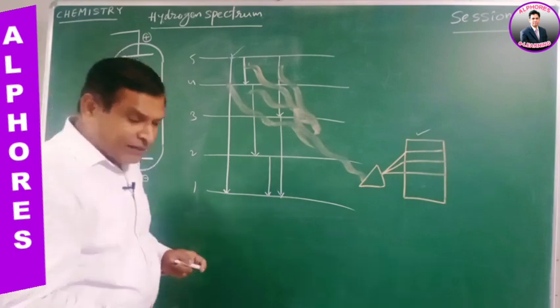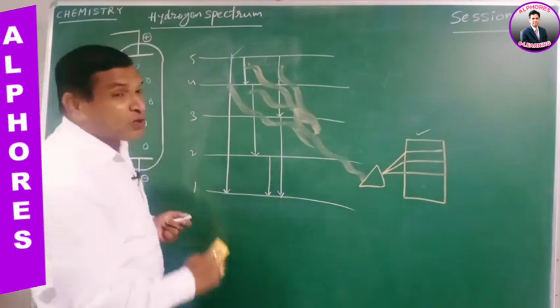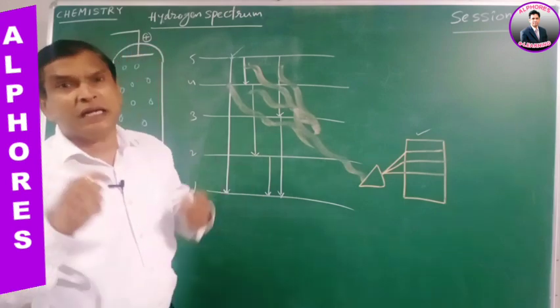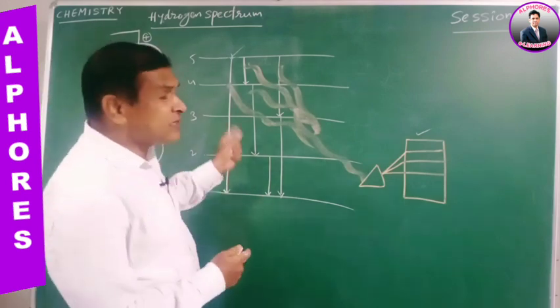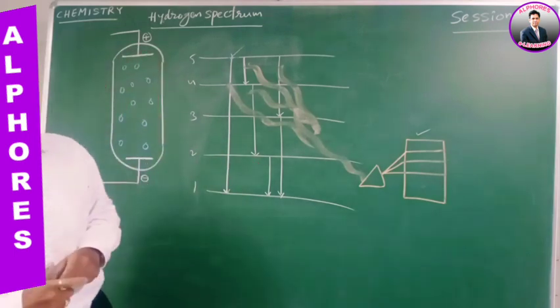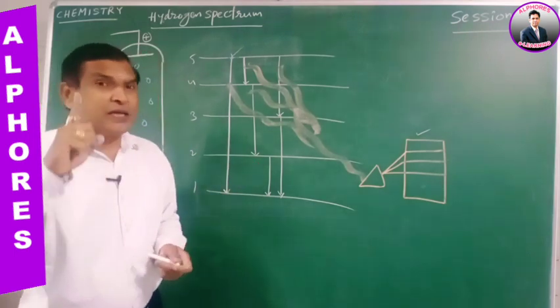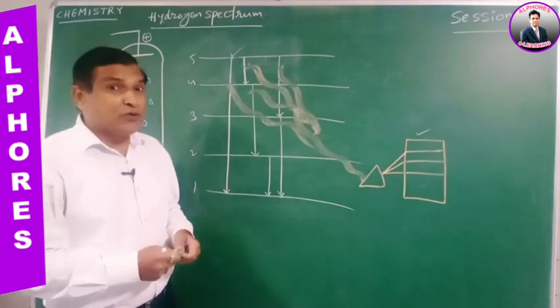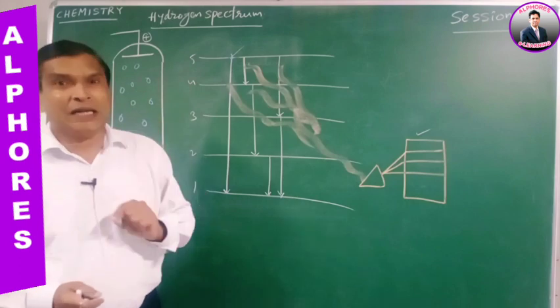Now, another point is that hydrogen spectra is the simplest atomic spectra of all elements, because hydrogen atomic number is 1 and it contains only one electron. So we can find that the spectral lines in the hydrogen spectrum are due to one electron.